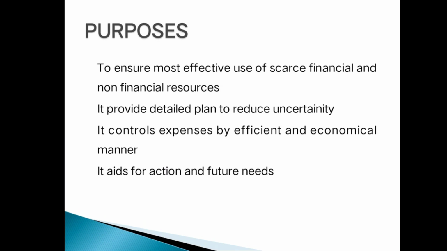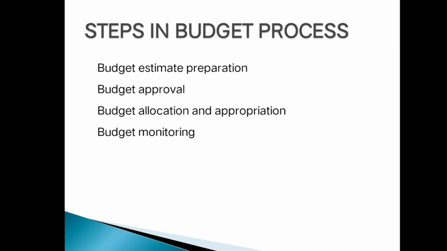Next, it controls the expense in an efficient and economical manner. So when we plan the budget only, we will be procuring the equipments in an economical manner. For example, like we are buying the vegetables from the shop. In one shop it is 20 per kg, and in another shop it is 25. So based on that we will be doing the budgeting.